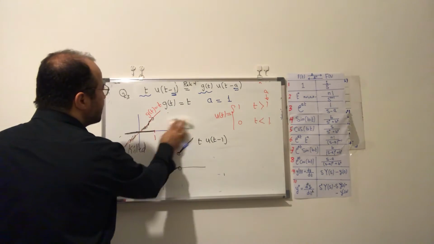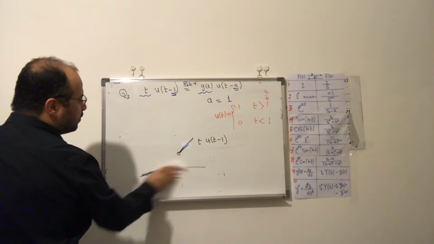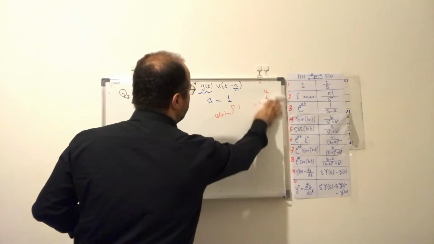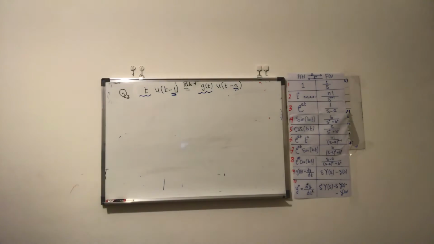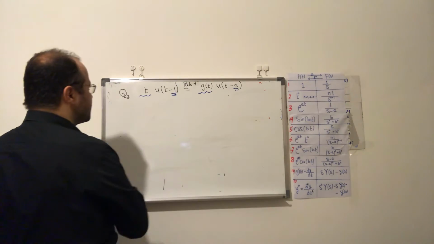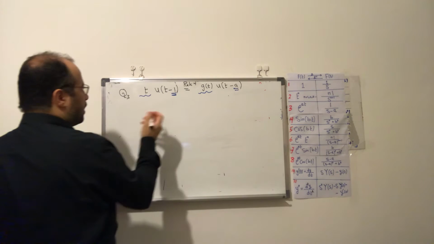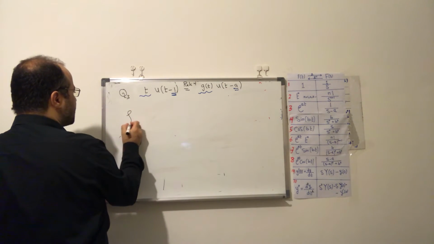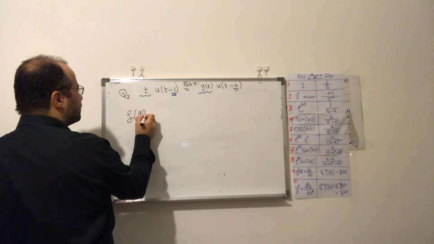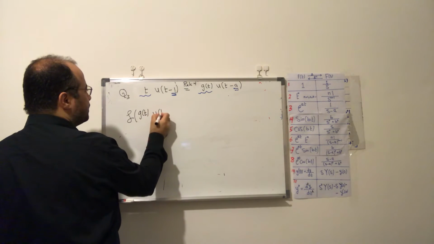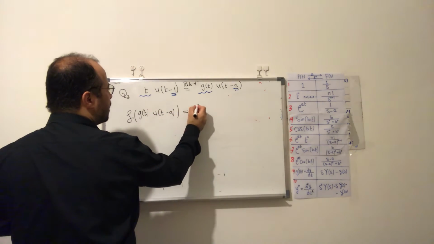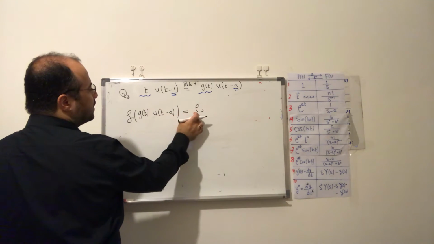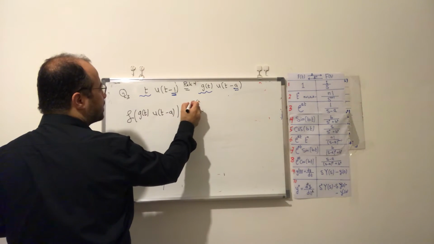Now what is the Laplace transform for this? I give you a rule for this. Let me show you how to do this. The rule says that if you take the Laplace transform of g of t times u of t minus a, then you always multiply by e to the minus a s.